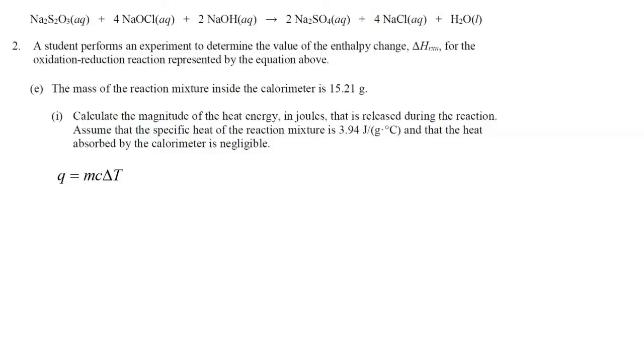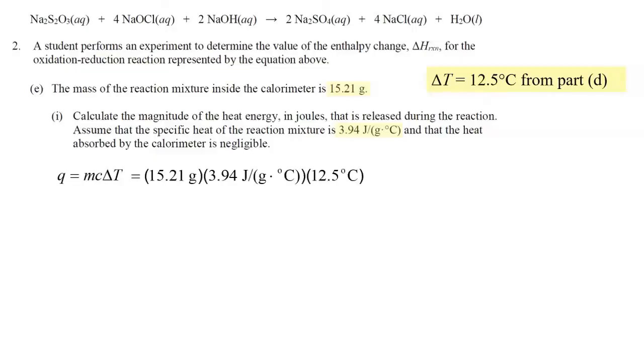So we can do Q equals M, the mass of the solution, times C, the specific heat of the reaction mixture, times delta T, which was from part D of this question. So 15.21 times 3.94 times 12.5. My units of grams and degrees Celsius cancel out, so my answer on my calculator will be in units of joules. So I get approximately 749 joules when I round this number off to 3 significant figures.